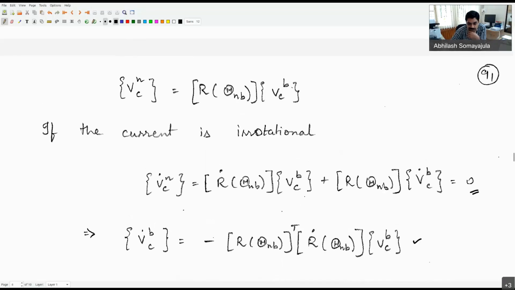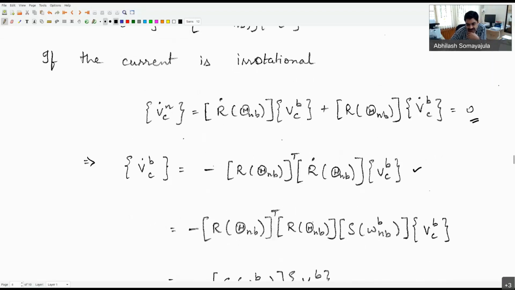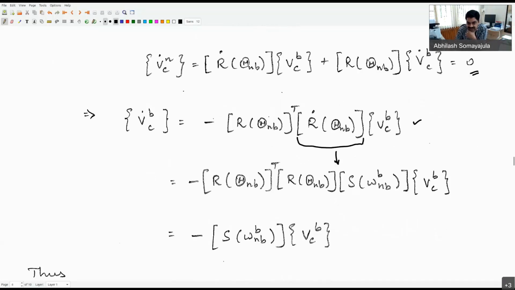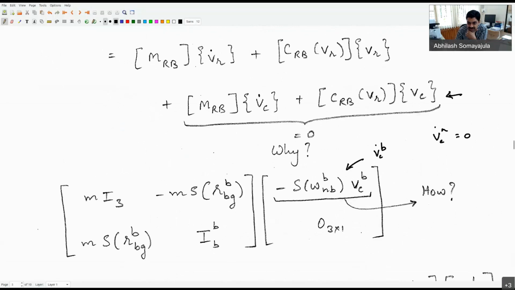Now, we know that this R dot is nothing but R times S of omega n B. We have seen that before, that the derivative of the rotation matrix can be related to the rotation matrix times the skew symmetric matrix with respect to the omega. So that is where that skew symmetric matrix of omega is coming into the picture. And since this R transpose times R is unity, or the identity matrix, what we are left with is this. So that is why in this expression, instead of VCB dot, I am putting minus S of omega NB times VCB. Is that making sense now? How we got that? Yes, sir.